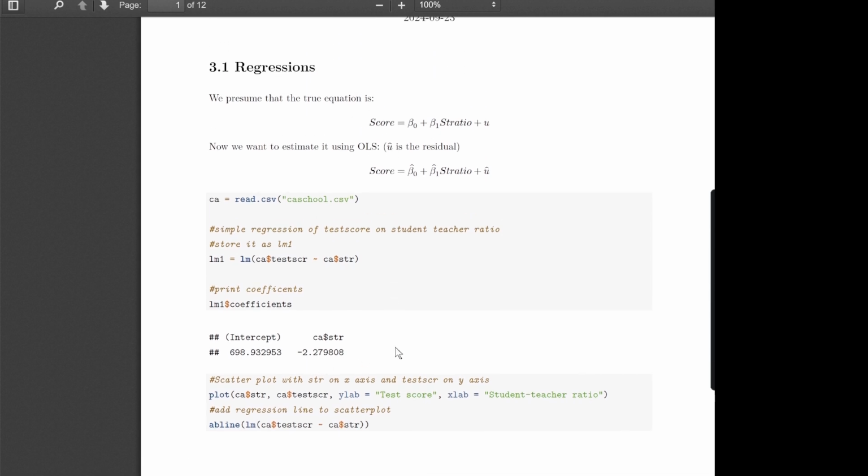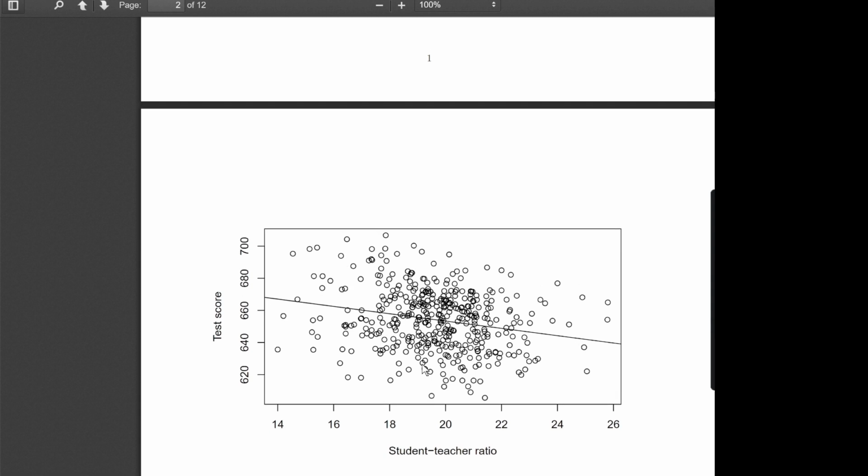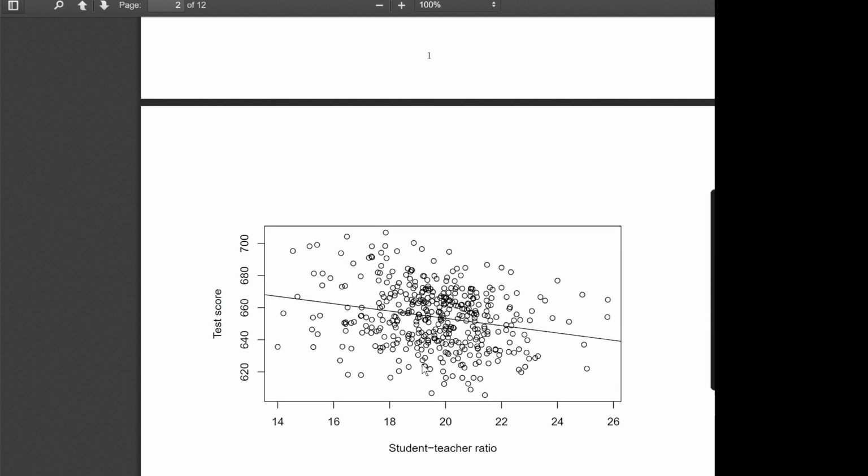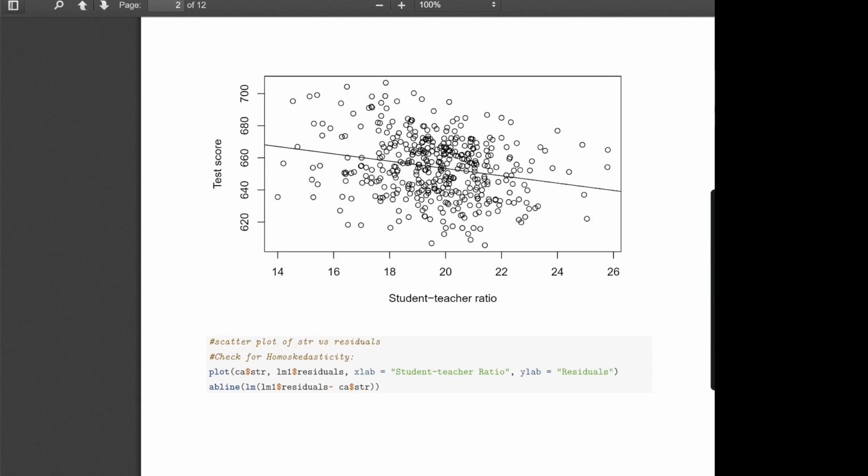So here you see a negative estimate for beta 1. We usually just care about the coefficient on beta 1. Intuitively, this means that an increase of 1 unit of the student-teacher ratio will lead to, on average, a decrease of 2.3 on test scores. If one teacher has more students, your student-teacher ratio will be higher, so you have lower test scores. We can see a negative relationship between them.